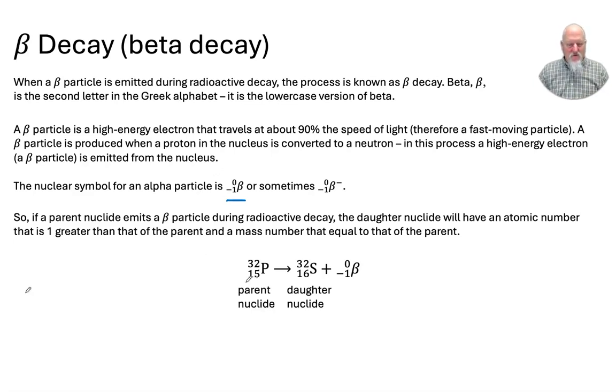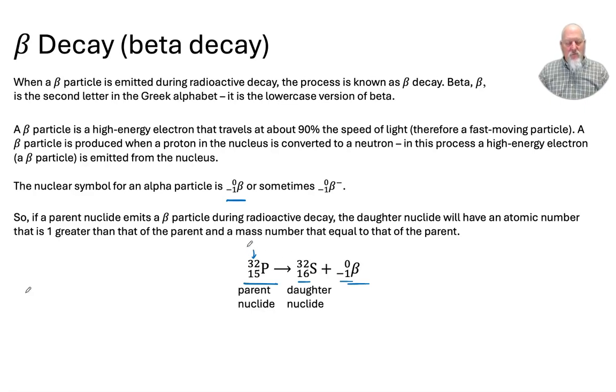So if we look at this process, phosphorus 32 is a radioactive isotope of phosphorus. During its decay, it emits a beta particle, and that beta particle is shown here. And remember, the mass numbers have to add up from the products to make the mass number of the reactant. So 32 plus 0 is still 32. And then the atomic numbers also have to add up. So 16 minus 1 is 15.